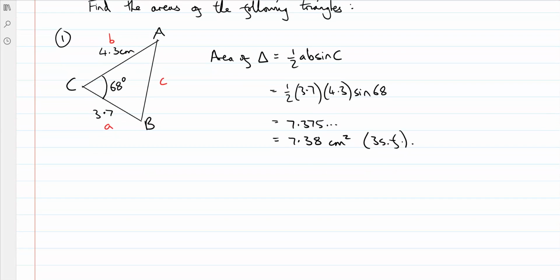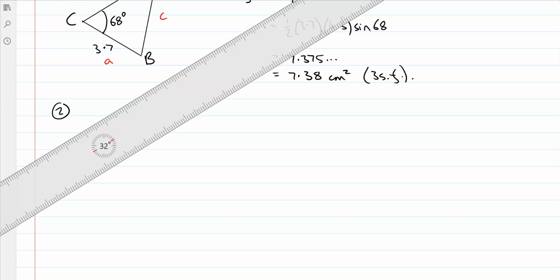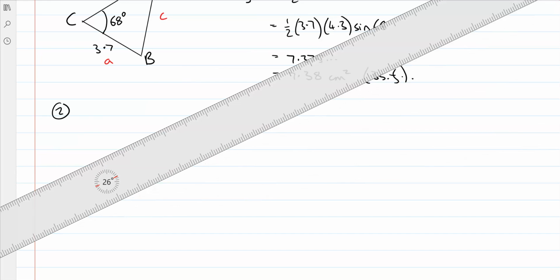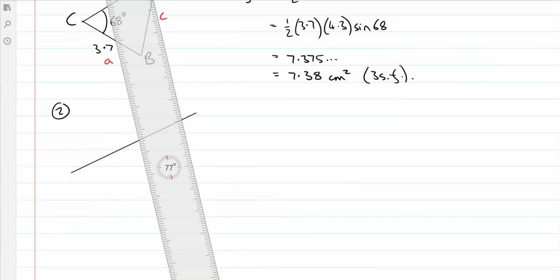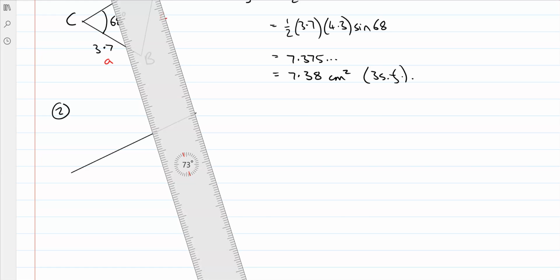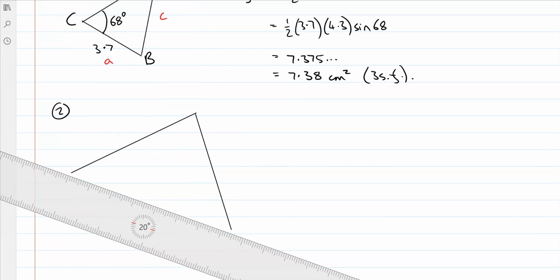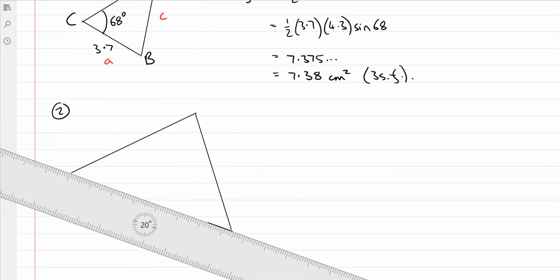Let's move on to a second question in the same video. So if we just move down slightly, you can always go back, you can always pause the video, remember. So number 2, let's get another triangle drawn, and use slightly different letters this time, just to show it doesn't matter what the letters are called, it still works in exactly the same way.